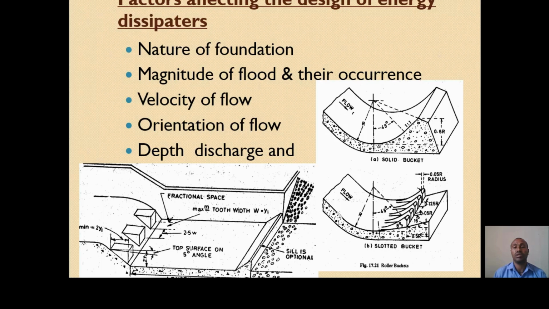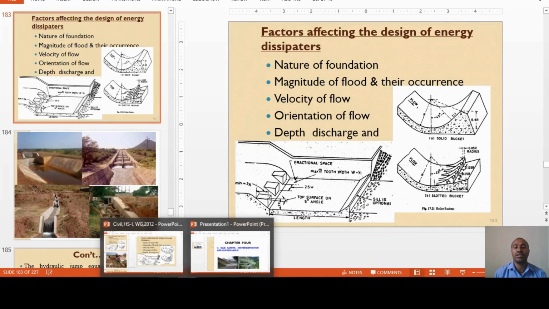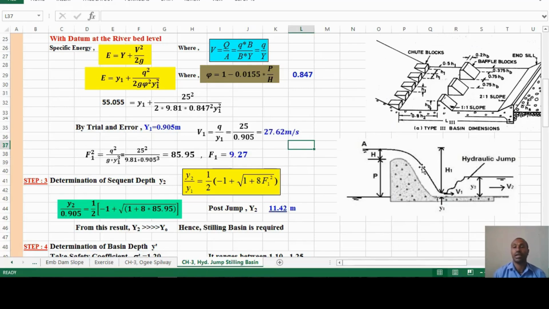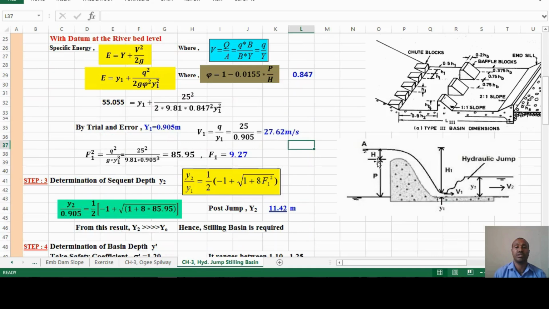In the spillway, you may provide a bucket, a solid bucket as we have seen in the previous video, or a roller bucket, which is a slotted roller bucket. This is solid, so when the flow comes here, it will jump like this into the air. This can be provided at the foot of the spillway. But when the spillway reaches the river bed, you can provide a stilling basin rather than a bucket. When it reaches this river region, you provide a stilling basin like this.